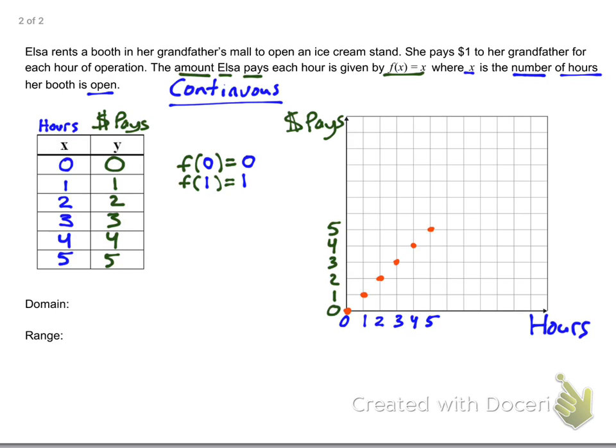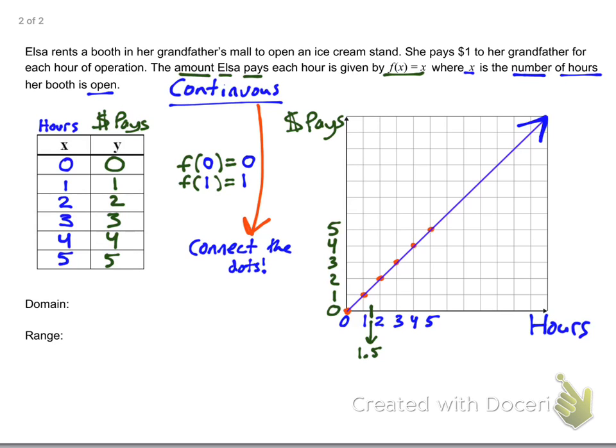We don't need to plot all these points because when you draw a line, you're actually plotting an infinite number of points. You're plotting all the points. Make sure you have an arrow at the top right, not necessarily at the bottom left because you can't have negative hours and negative money there, but she does keep on going up and to the right, and continuous means connect the dots. That's why I drew that line.